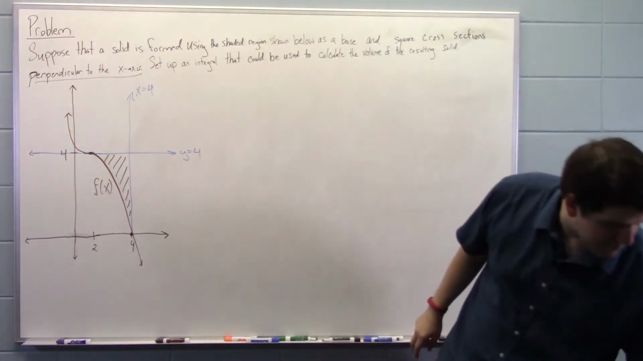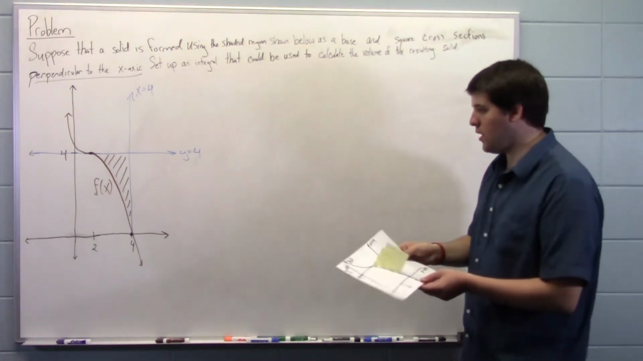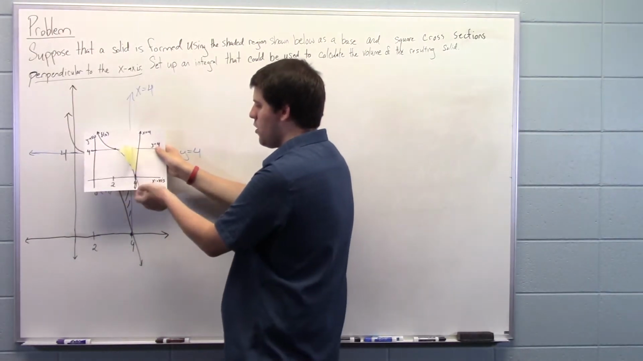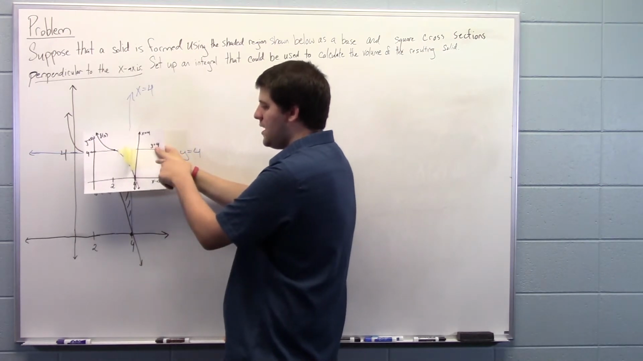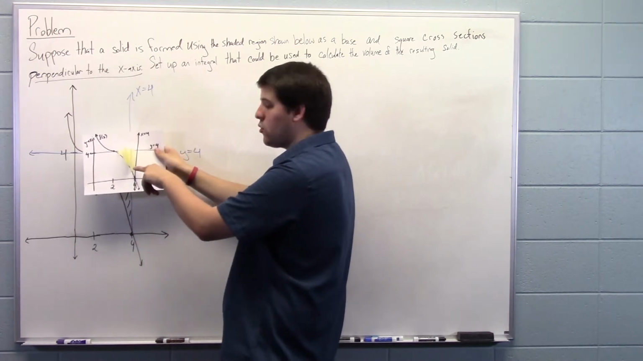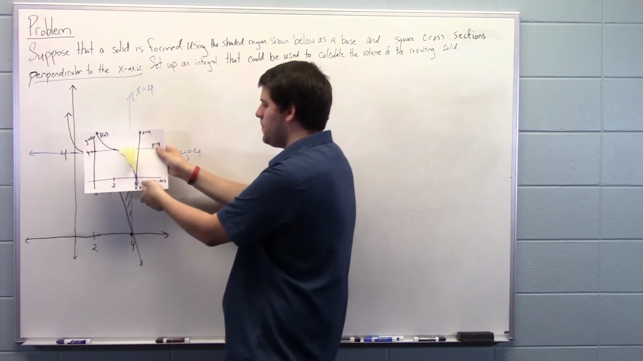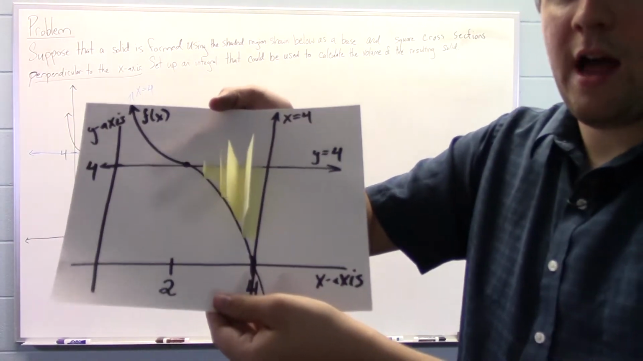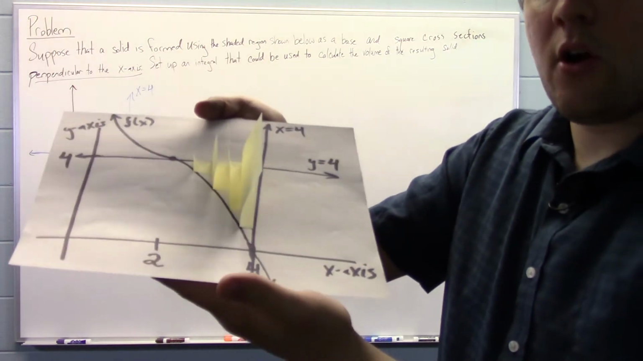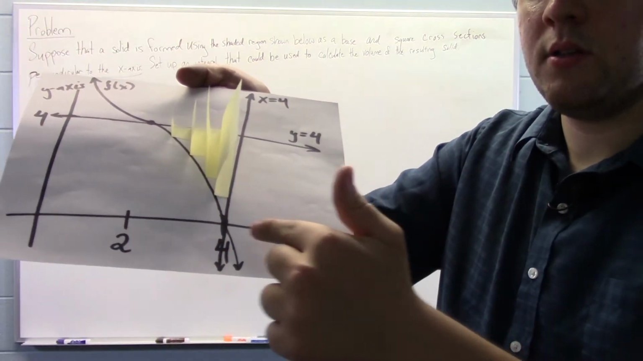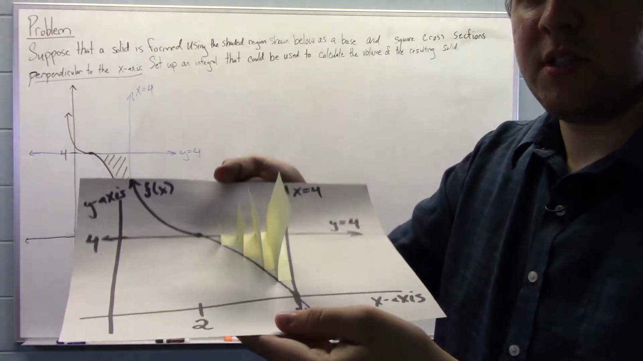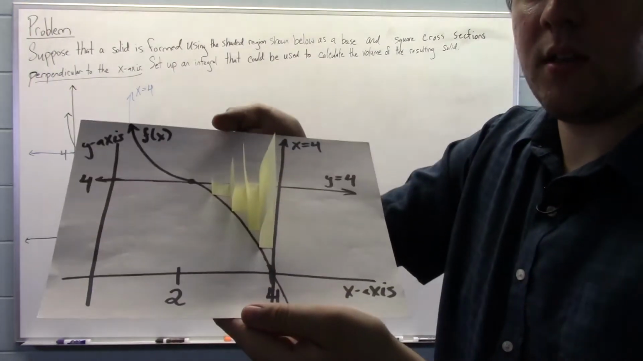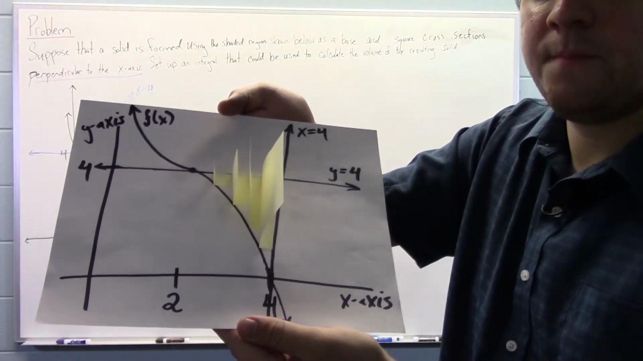So the first thing I've done is I've actually modeled this situation on a piece of paper. So I have the region drawn here, and I've used sticky notes to draw in my square cross-sections, right? So these cross-sections are popping out of the page, or out of the board, and they are also perpendicular to the x-axis. So we have square cross-sections popping up out of the page, perpendicular to the x-axis.